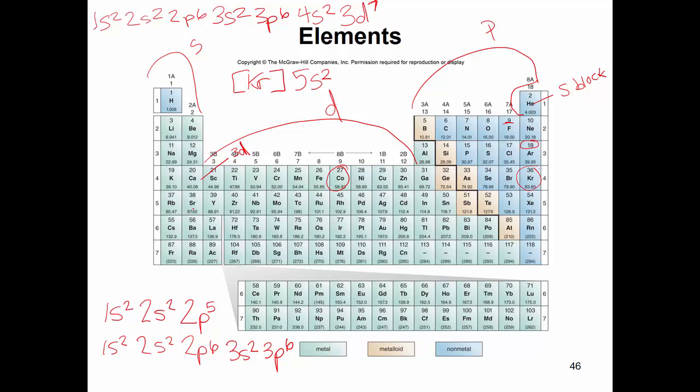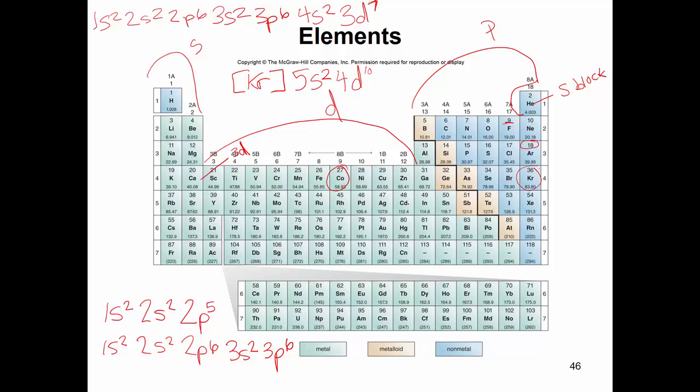Okay, so I move through 5s2. Okay, if this was 3D, this is 4D. So 4D. If you move all the way across, you go through 10 spaces since the d orbitals hold 10 electrons. So 1, 2, 3, 4, 5, 6, 7, 8, 9, 10. So 4d10.